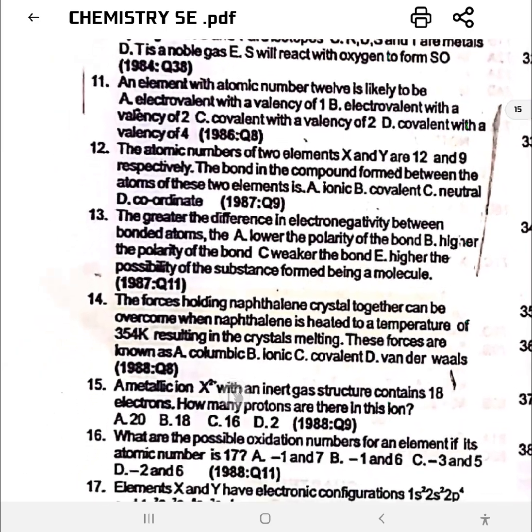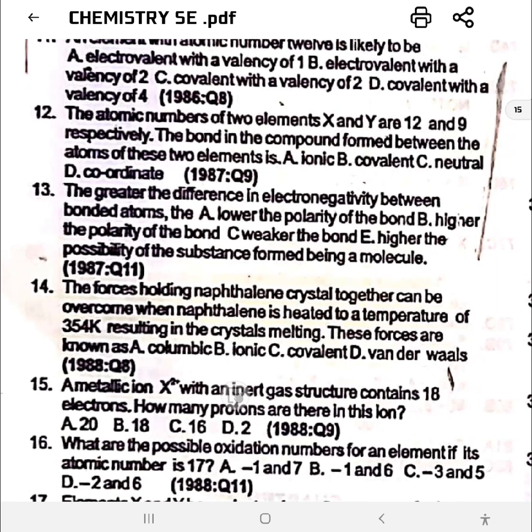14. The forces holding naphthalene crystals together can be overcome when naphthalene is heated to a temperature of 354 Kelvin, resulting in the crystal melting. These forces are known as van der Waals forces, right? Van der Waals forces, option D.